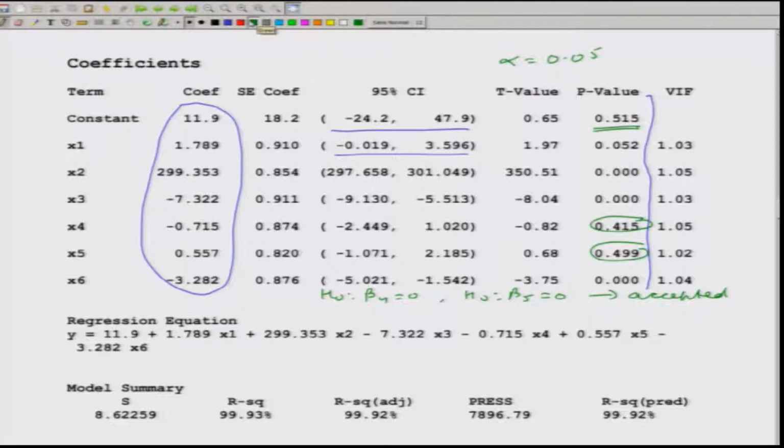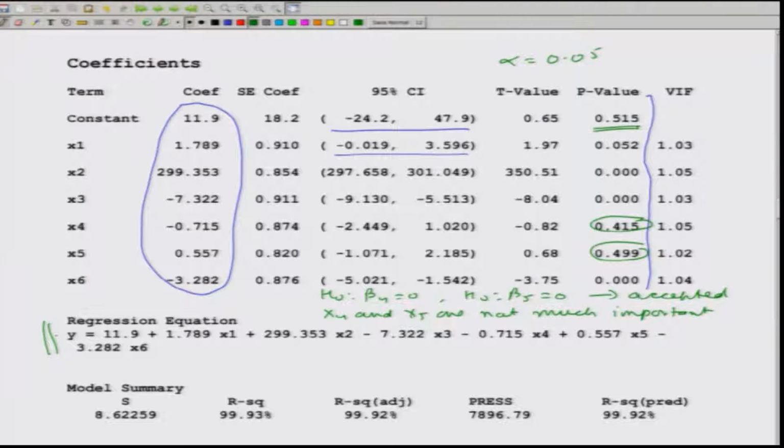Right. So we can conclude here now that x4 and x5 are not much important, in the sense that they are not contributing significantly in explaining the variation in y. And we have obtained this model over here, right.